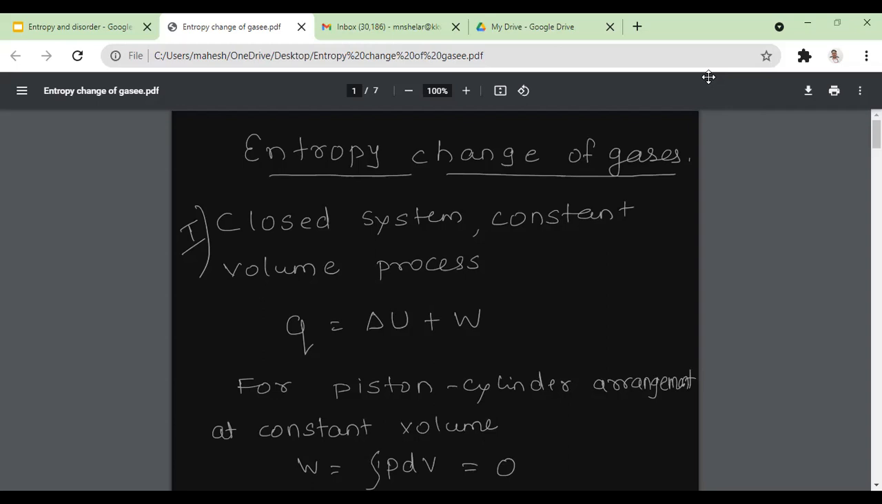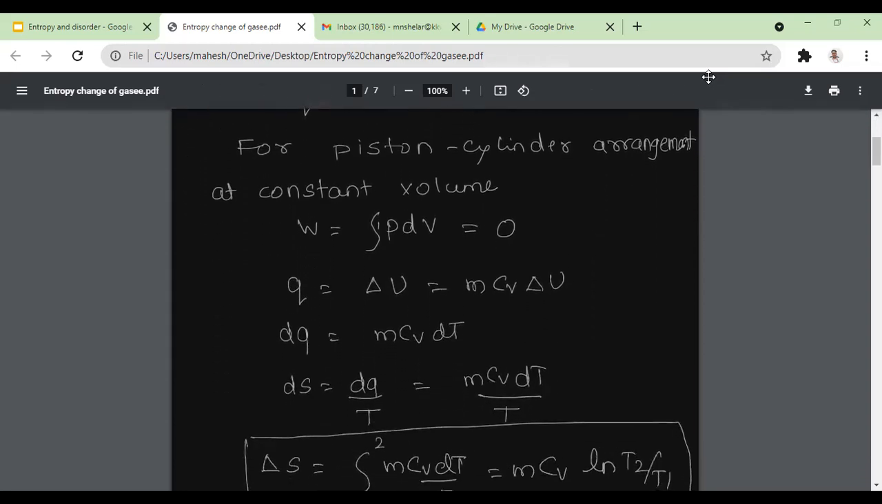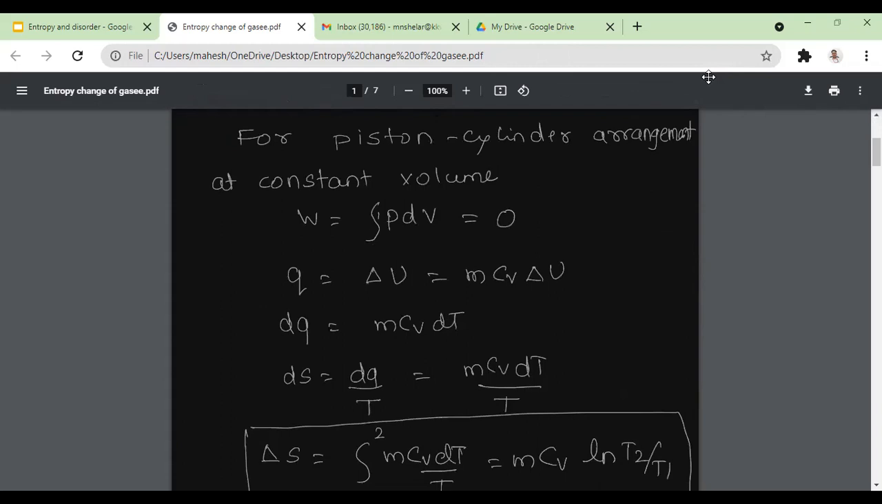In such a case, W is equal to integral of PdV. The piston is not allowed to move. It's a constant volume process, so the work done, integral of PdV, is equal to 0 because change in volume is equal to 0. So when W is 0, Q becomes equal to ΔU. That is, the heat transfer is equal to the change in internal energy. So Q = ΔU, and from the definition of ΔU, you know that change in internal energy is m Cv dT. So there is a correction over here.